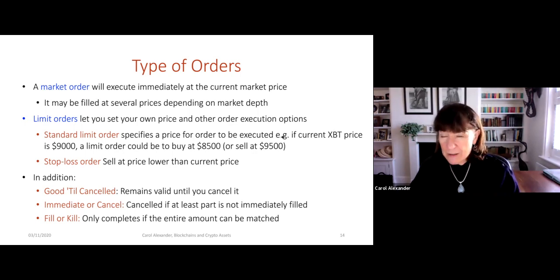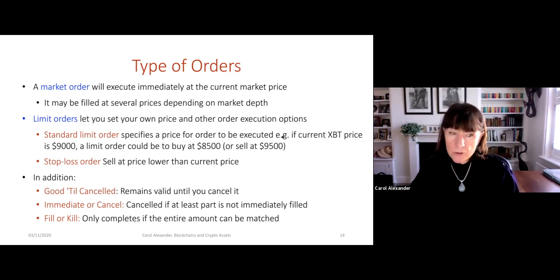More commonly, we use limit orders. So you set your own price and other options. For example, a standard limit order specifies a price that you want your order to be executed. For example, if the current Bitcoin price is 9,000, a limit order could be to buy at 8,500, a certain number of Bitcoin, okay? Or sell at 9,500.